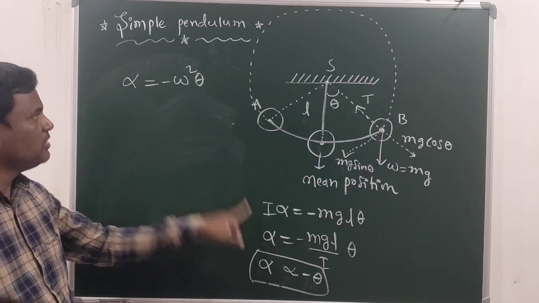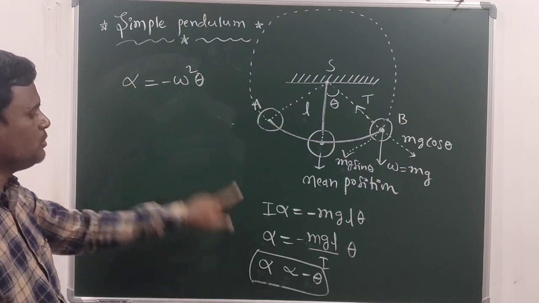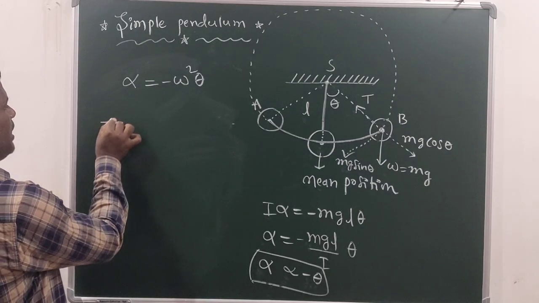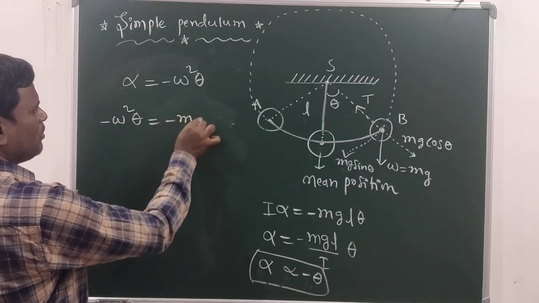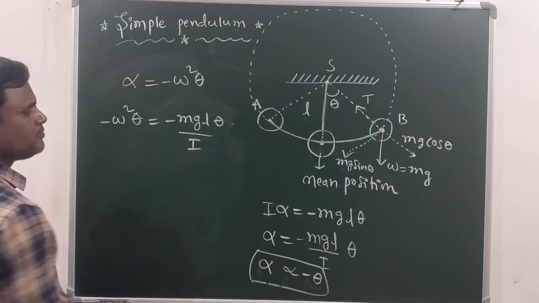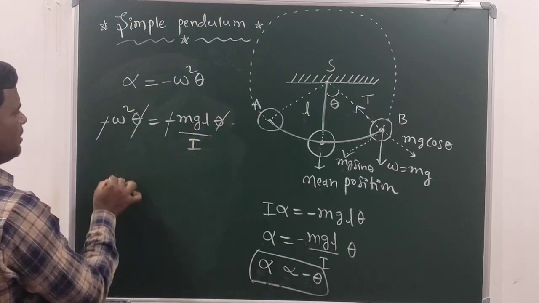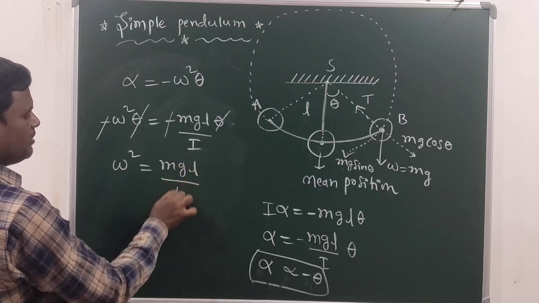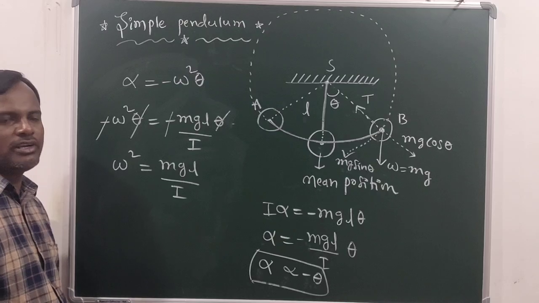Okay. Now equate these two. This is alpha, this is also alpha. Now I am equating these two. If I equate these two, what do I get? So here minus omega square theta is equal to minus mgl theta by I. Minus minus cancel. Theta cancel. Now omega square is equal to mgl by I. Okay students, I think up to here you have got it.